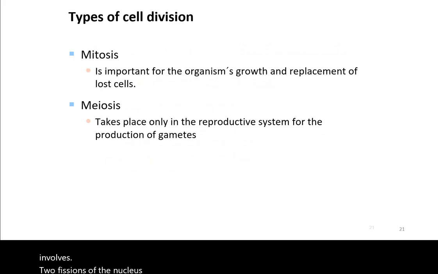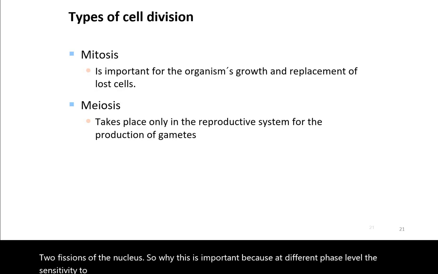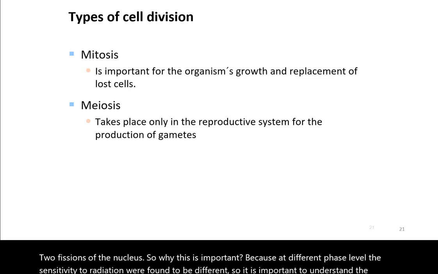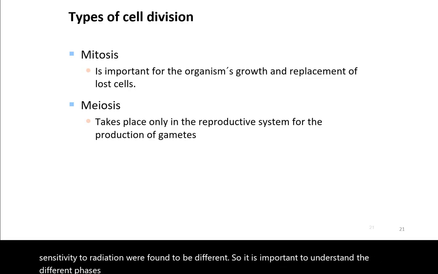So why is this important? Because at different phase levels, the sensitivity to radiation was found to be different. So it is important to understand the different phases of the cell cycle. These are the types of cell division, mitosis or meiosis.